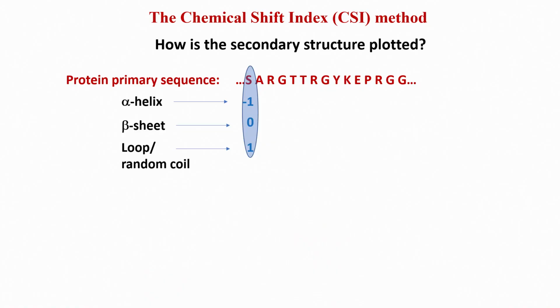So, having calculated the chemical shift index as we saw in the last class, now the question is how do we show it pictorially? In the previous class we calculated it for one amino acid at a time, but naturally we want to see what the overall secondary structures present in the entire protein are. So, this is where we start plotting the CSI graph or the CSI plots. So, how do we do that?